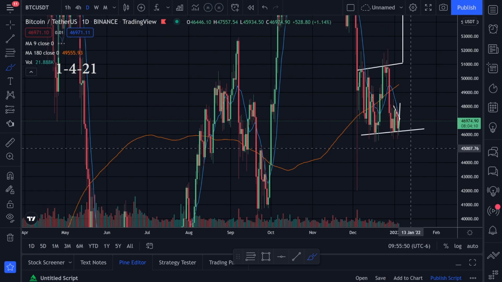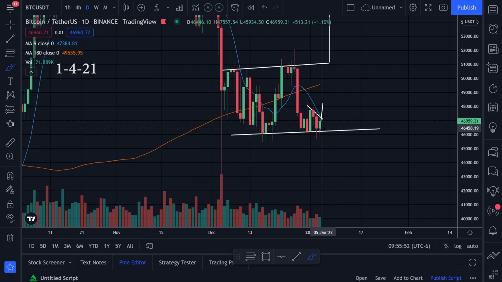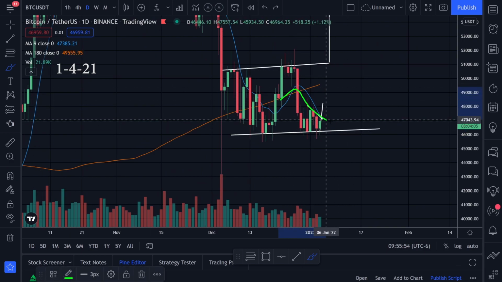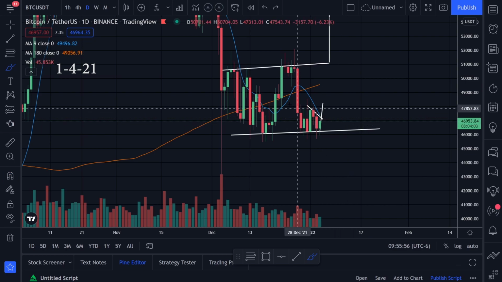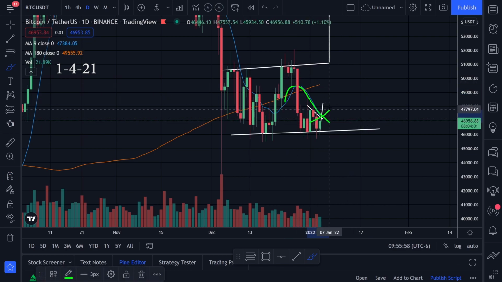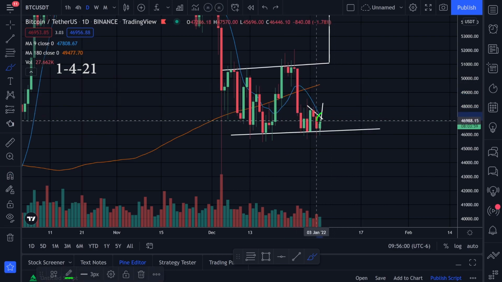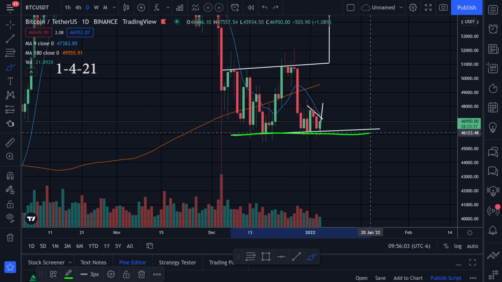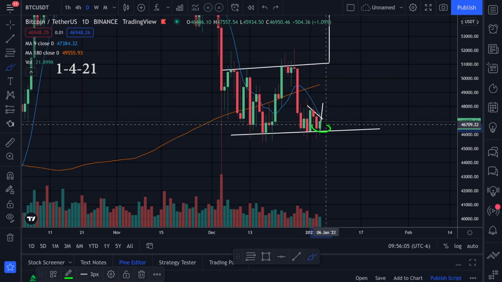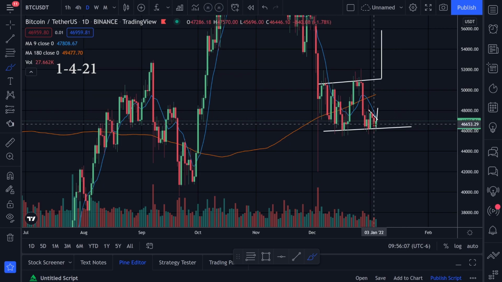In general, the main thing that I really want to do more than anything is just hold support right here at this level, and then break out of this 9 moving average right here. I think step 1 is breaking out of this 9 moving average on the daily time frame, because that's going to be important. And then as long as we can hold support right here at 46,000 like we have been, that's going to be a good signal. Then we can start bouncing up.